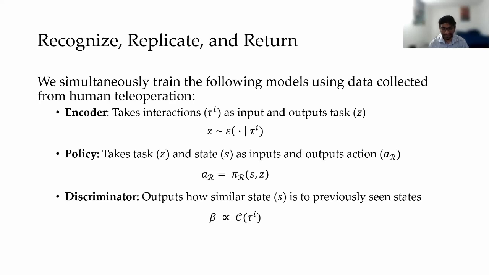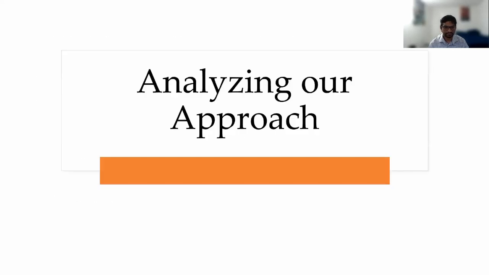When beta is high, the robot is confident in its assistive action and will take over. However, when beta is low, the assistive action of the robot cannot be trusted and it cedes control to the user. So now that we've seen the theory behind our approach, let's analyze it.